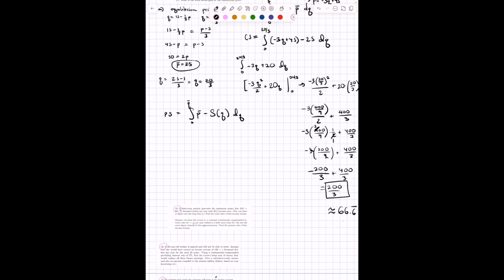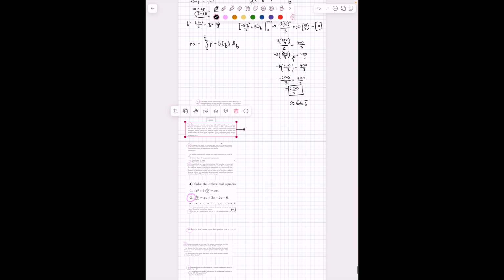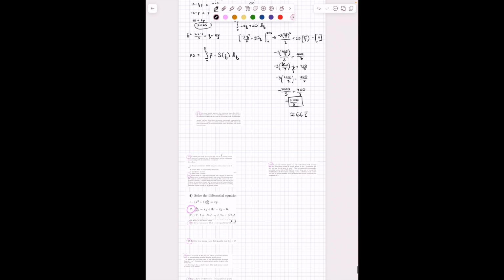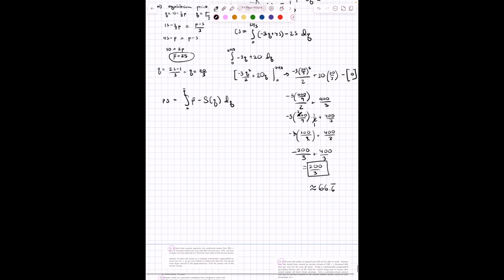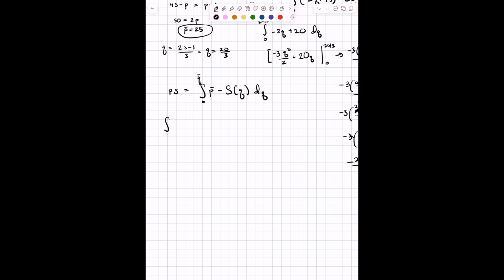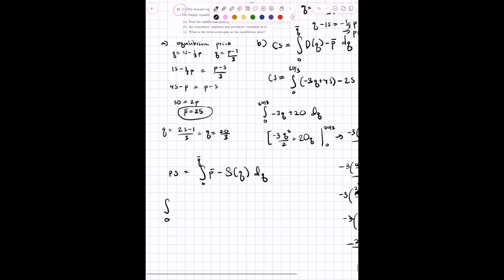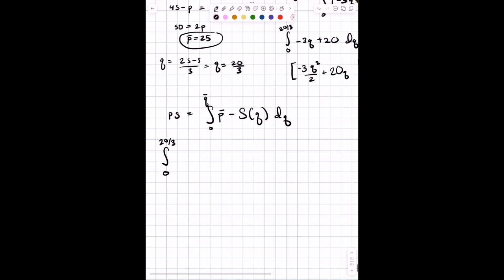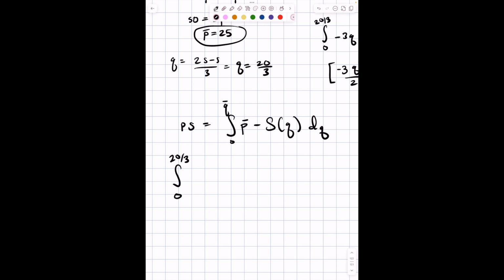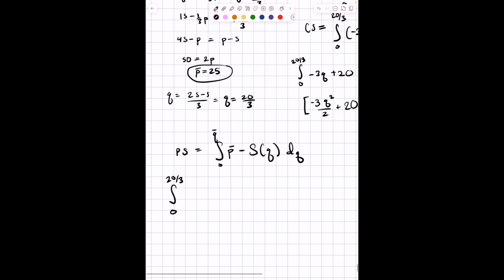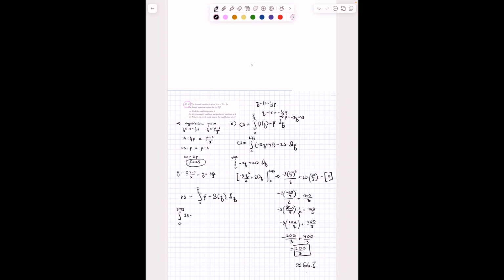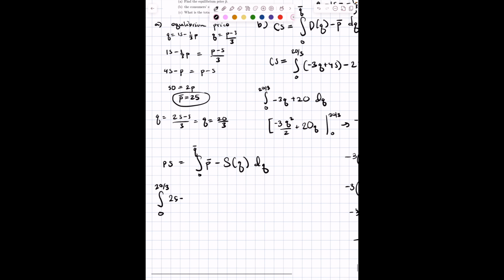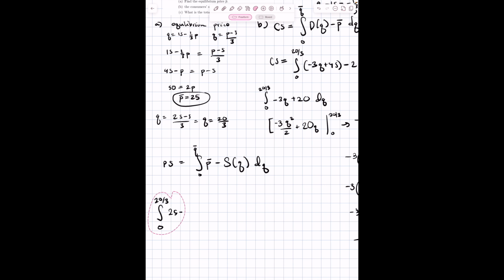Now let's find the PS, the producer surplus. Producer surplus is going to be the same or similar. You just set up the integral from 0 to q, which is the equilibrium quantity, of 25 minus the supply equation. I need to once again put it with respect to q. So let's just solve that really quickly.